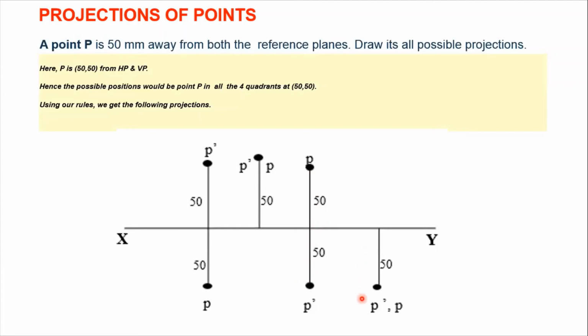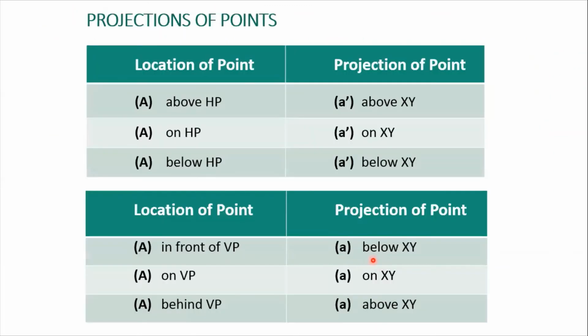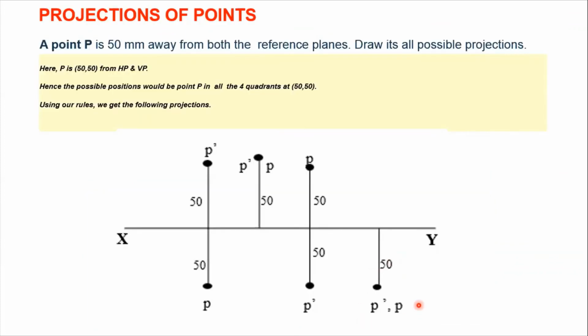Now let us take the fourth point in the fourth quadrant. Fourth quadrant, that means your point is below HP and in front of VP. Below HP, that means our A dash, or here in this case P dash, would be below XY line. And if your point is in front of VP, that means in front, as you can see, below XY line without dash point. So for this case, point P would also be below your XY line, and the distance is common for all the cases, which is 50.